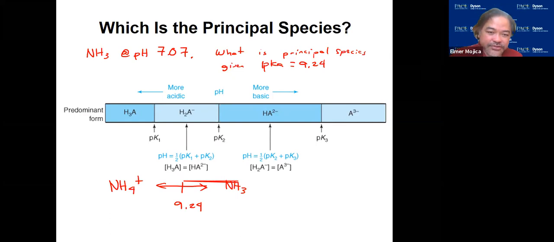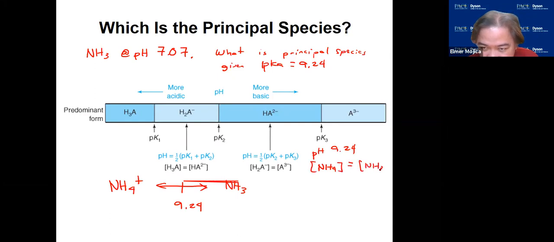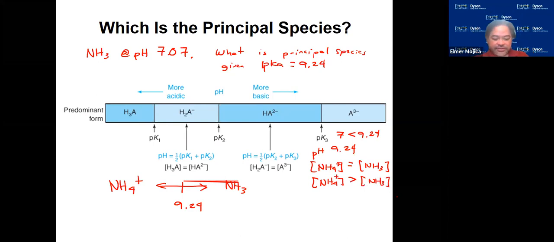Okay, so as you could see here, at pH 9.24, they have the same amount. Now, since 7 is less than 9.24, that means NH4 plus is much higher than NH3. So that's the predominant or principal species. That's what it means.